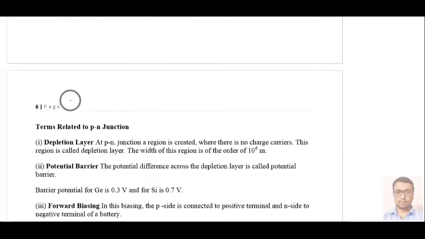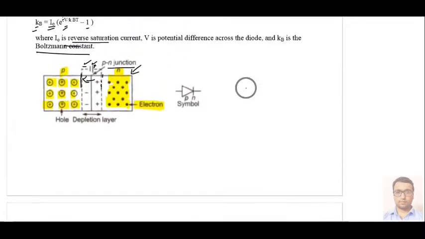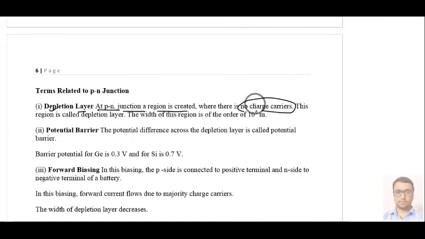Here you can understand some terms related to this. The first thing is the depletion layer. At the p-n junction, a junction region is created where there is no charge carrier. In the previous diagram, this layer from here to here is your depletion layer, and in this depletion layer there are no charge carriers. The width of this region is of the order of 10 to the power minus 6 meter.